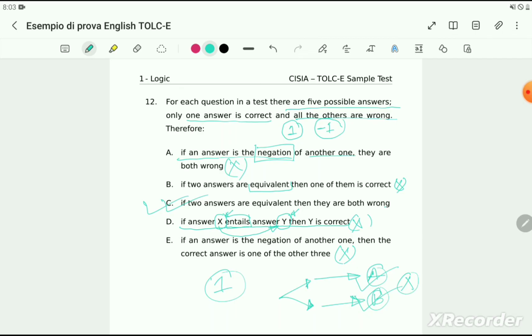They are both wrong. At the same time, they cannot be correct. That means both are wrong. That's exactly the right answer. So our answer is C.